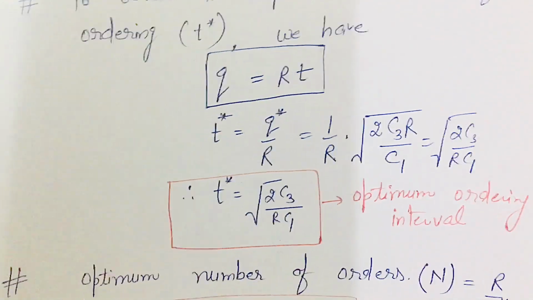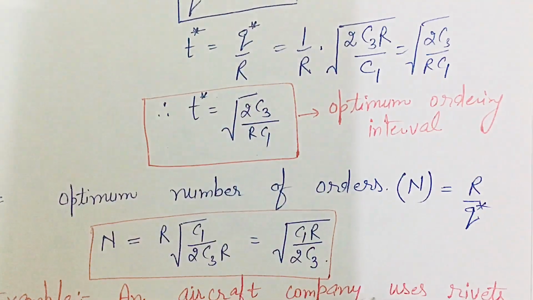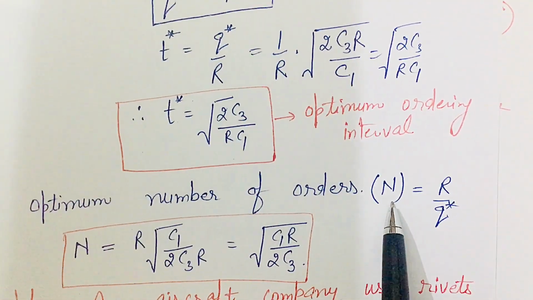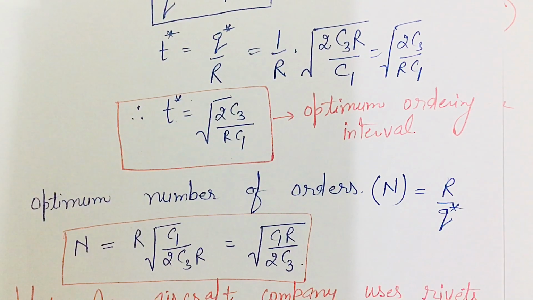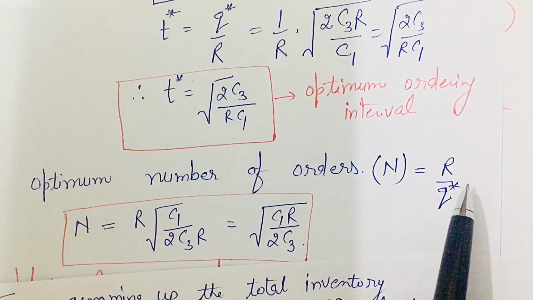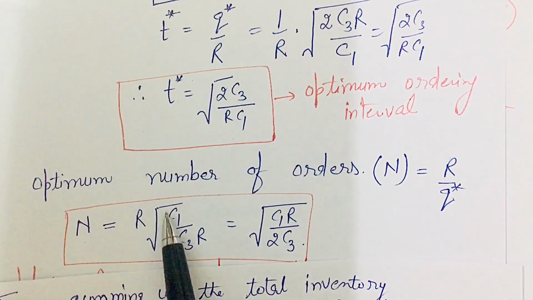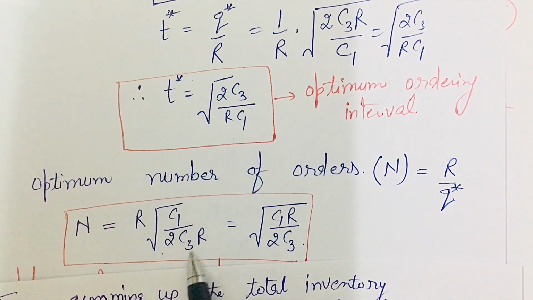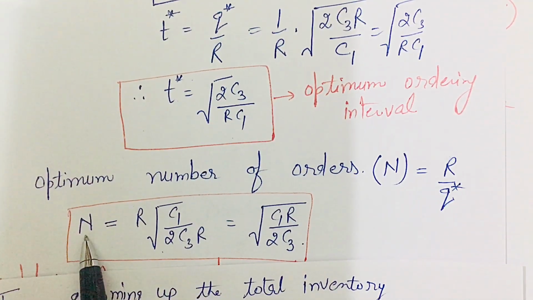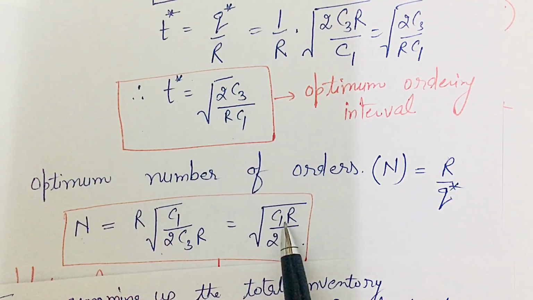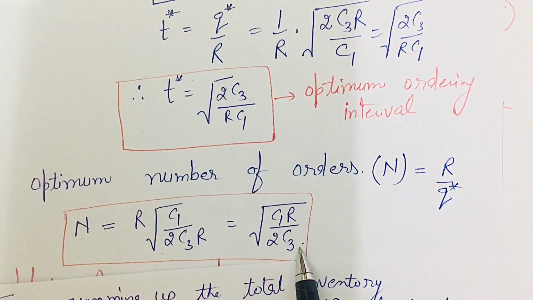At what interval you have to order so that your cost is minimum. And next is the optimum number of orders. Optimum number of orders is calculated as R by Q, which we have discussed earlier. So N is equal to R into 1 upon Q. This is the reciprocal of Q, and you will get N is equal to square root of C1R over 2C3.